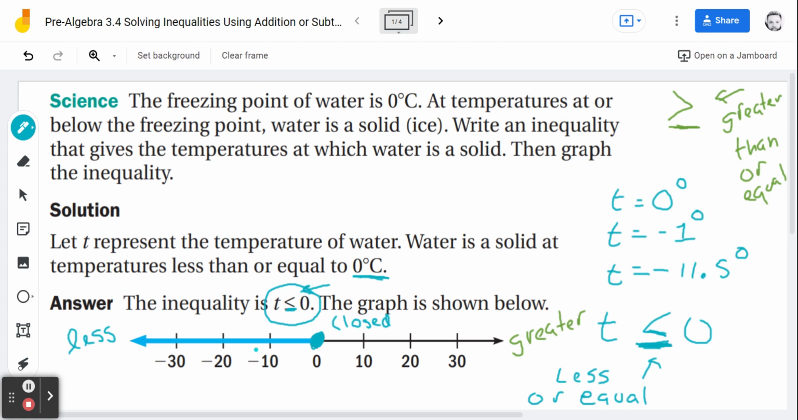Well, then I think to myself, well, if I can have -11.5, -20, -30, that means all the numbers to the left are solutions. And so I just draw the graph like this. Are there any questions on this?